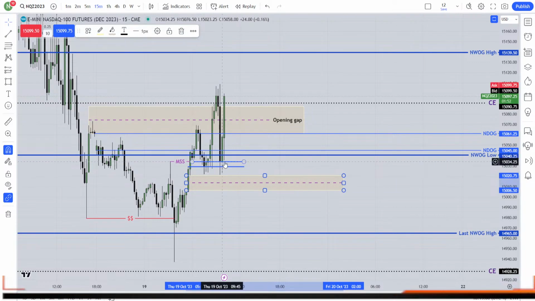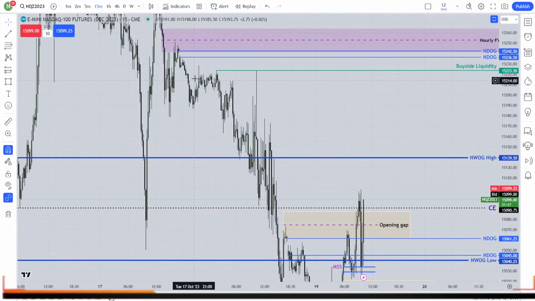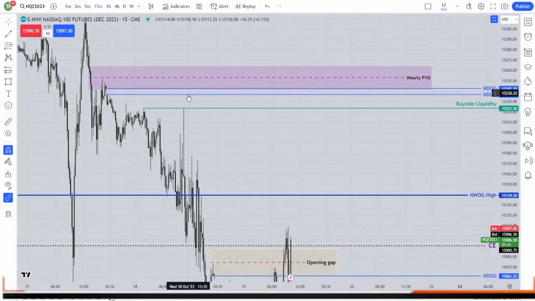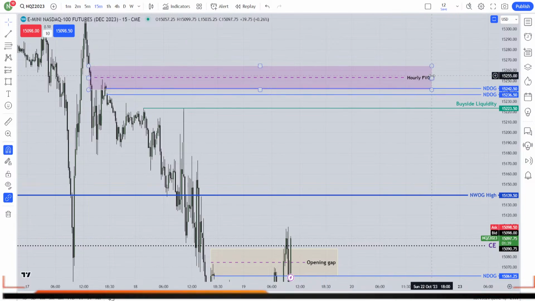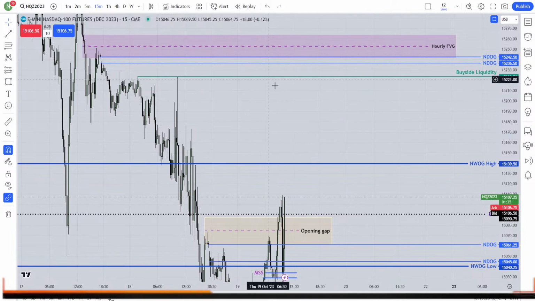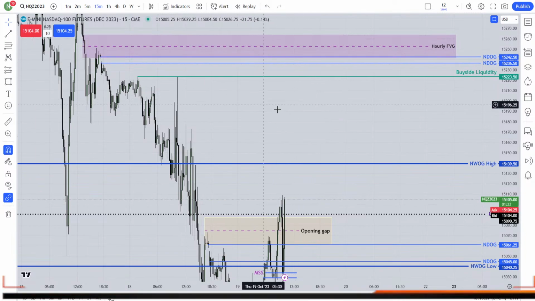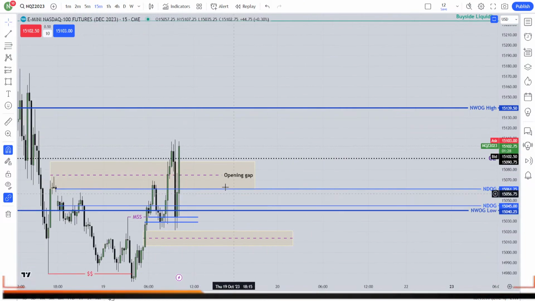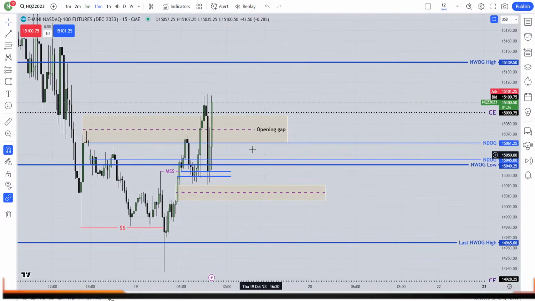Price came to the first fair value gap and started to go higher. And where is your liquidity? This is your buy side. Look at the buy side. This is your buy side liquidity. Above this liquidity there is the new day opening gap and also this hourly fair value gap. So I'm expecting our expansion to go toward this. This is the most obvious thing that should go. Now, this is the opening gap from today. This is today's opening gap.